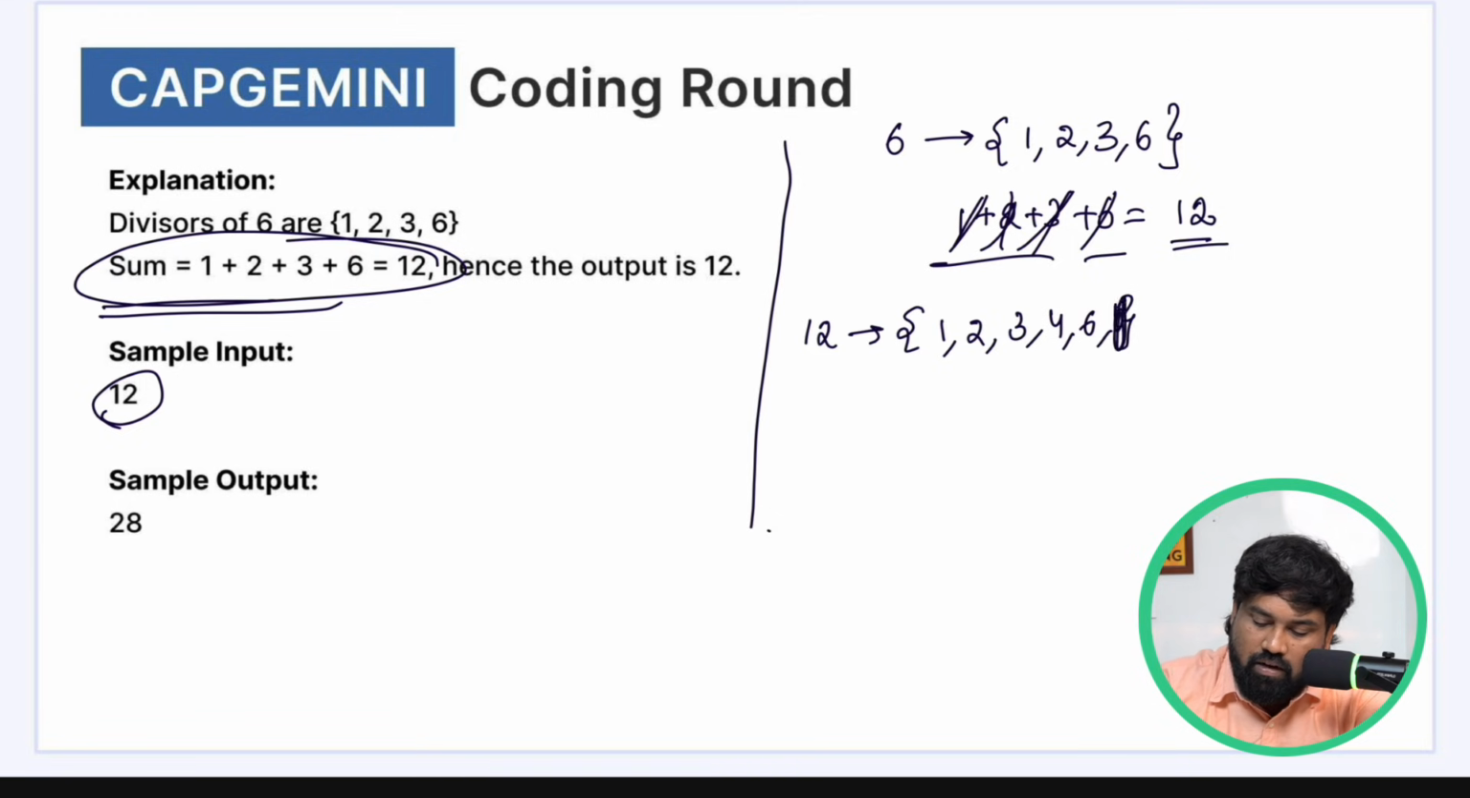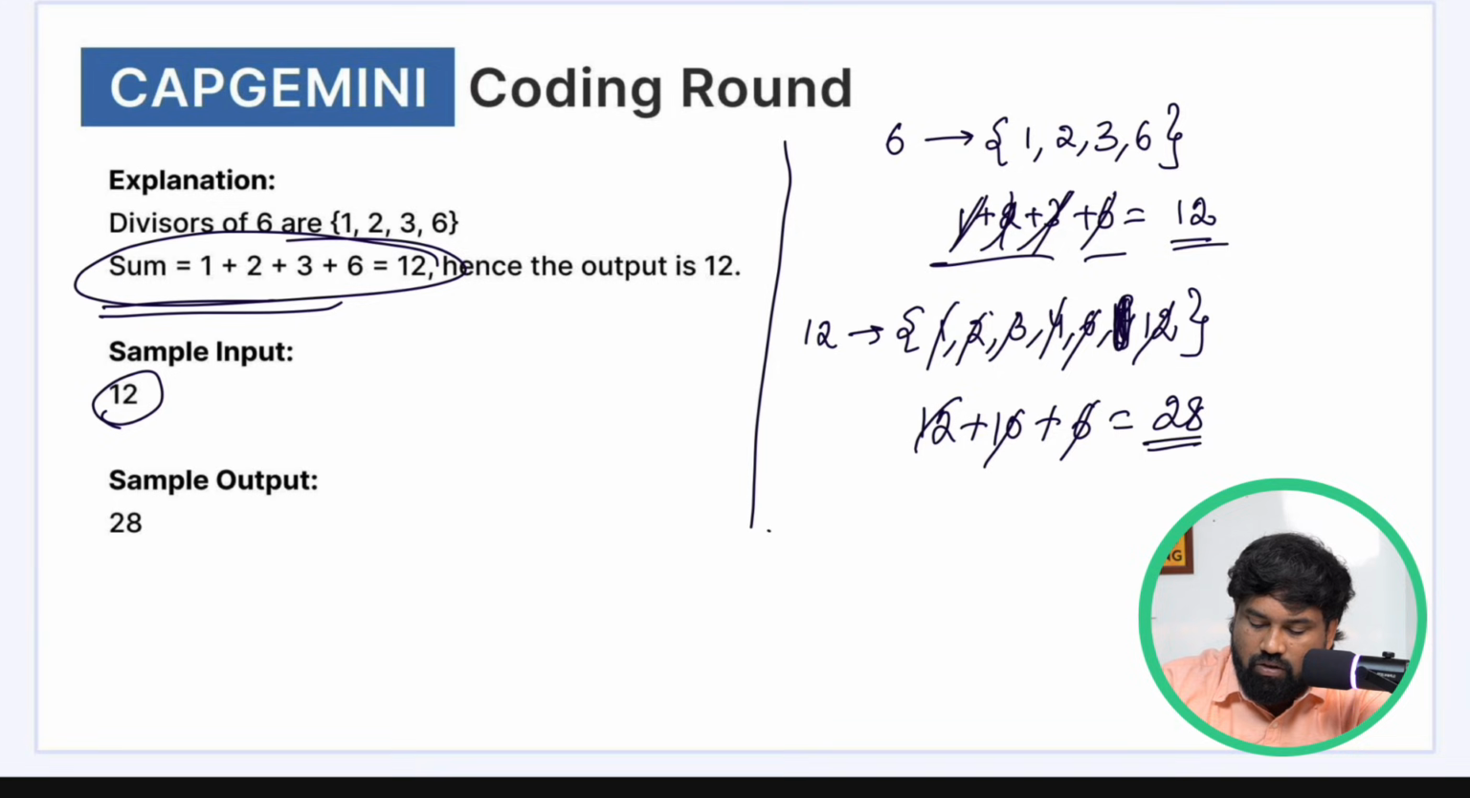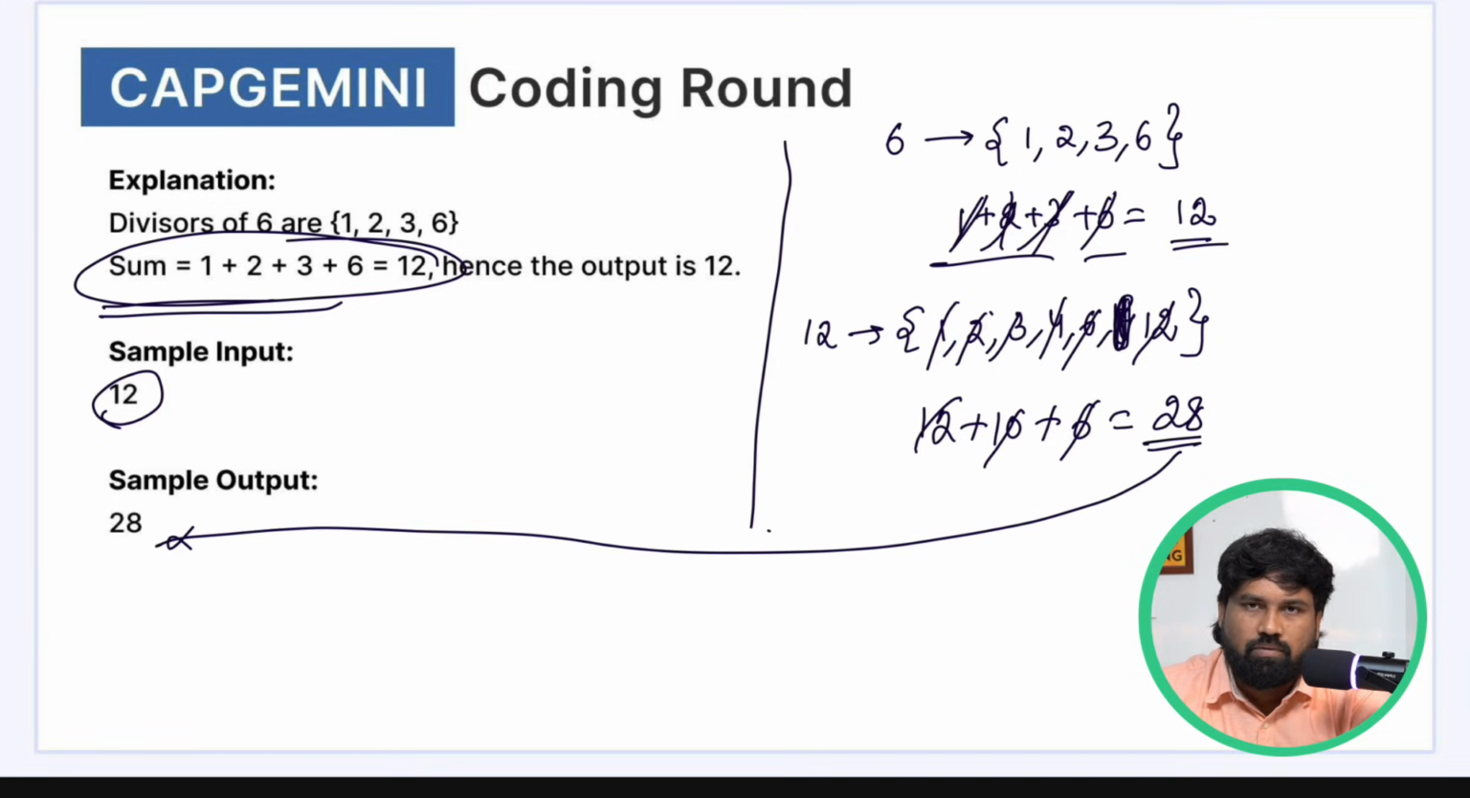I think it is also divisible by itself, 12. So if you observe 7, 8, 9, 10, 11, none of them divide. So if you add 12 plus 6 plus 4 plus 6, which is nothing but 28, the answer is 28 as the output.